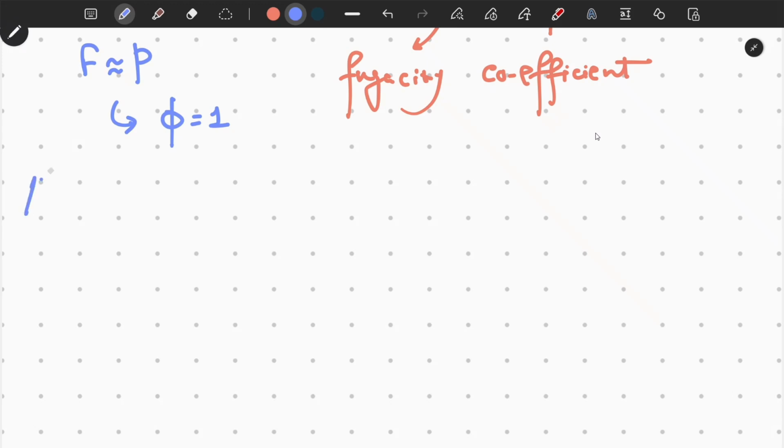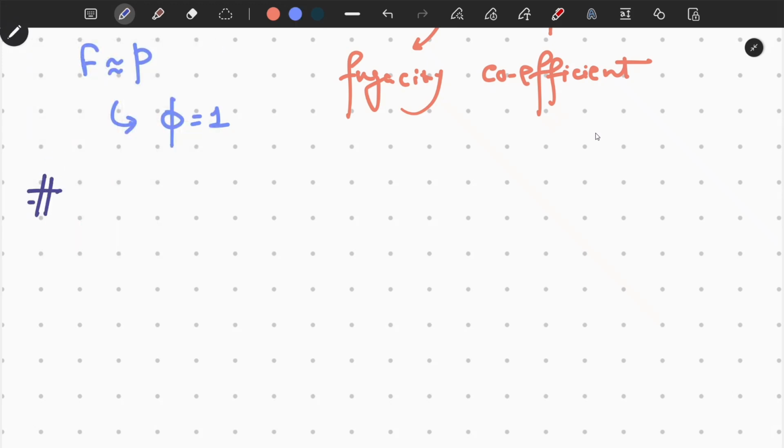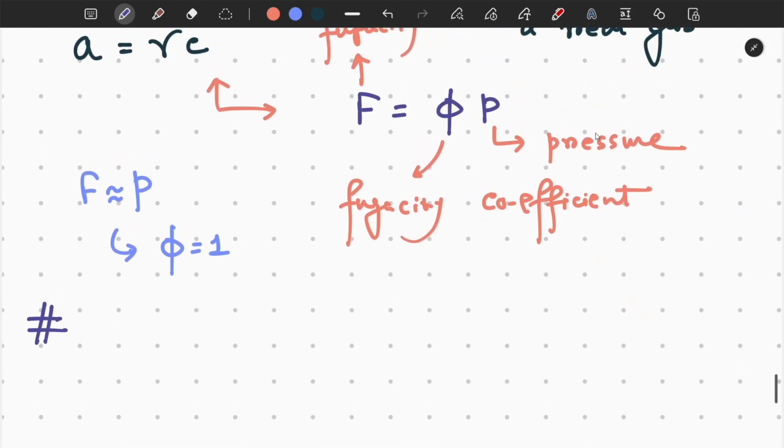Which gas has more pressure, real gas or ideal gas? That will depend on whether there is attraction present. What is the main difference from an ideal gas? If you remember, we considered that there is no interaction between the molecules, but actually there is interaction. So which kind of interaction is that? That will dictate what the fugacity coefficient phi will be: 1, greater than 1, or less than 1. That's the case.